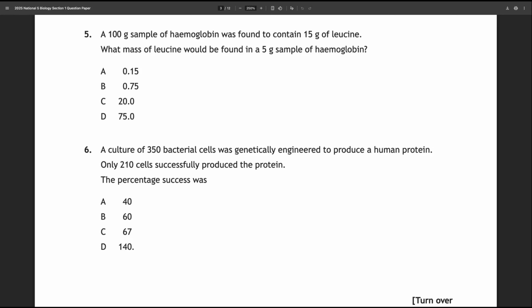So we have to work out 210 as a percentage of 350. So we do 210 divided by 350 times by 100, and that should give us an answer of 60%, which would be B there. Okay, so that's a simple percentage calculation.